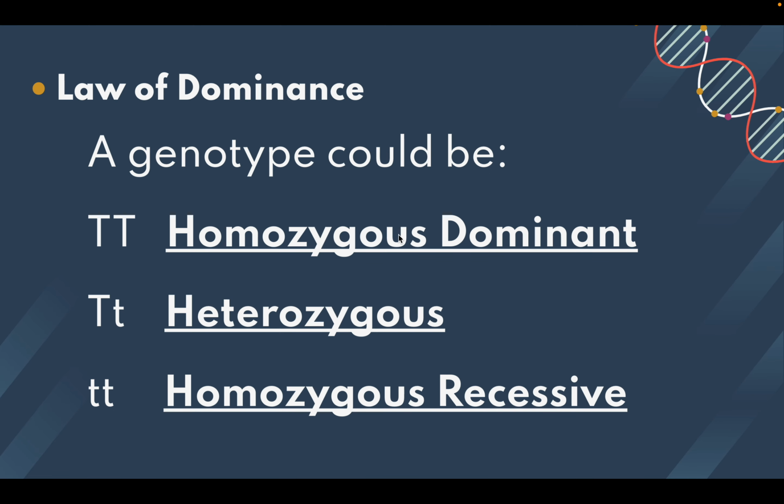So a genotype can be, like we just learned, capital T capital T, which is homozygous dominant. It can be big T little t, which is heterozygous. Or it can be little t little t, which is homozygous recessive. So these are the three genotypes that we can have.